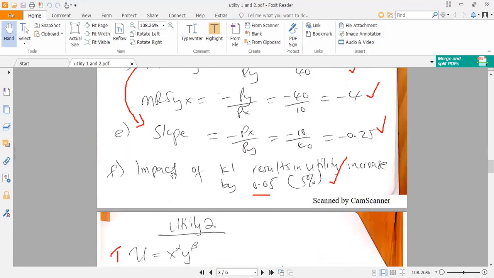Then they'll ask you, what is the impact of increasing the budget by 1 kwacha? Lambda explains the impact of increasing your budget by 1 kwacha. So if we increase our budget by 1 kwacha, our utility will increase by 0.05. That is the implication.